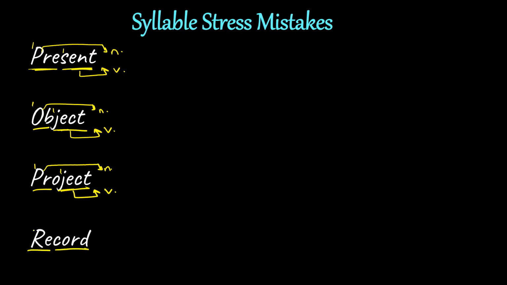Record or record. When we stress re, it gives the noun, record, like Guinness record. And when we stress the second syllable, record, it's the verb. I need to record the session.